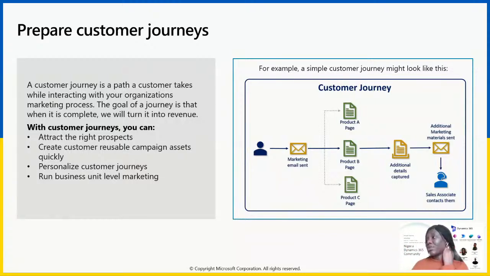So this is a simple example of a customer journey, what it may look like. It's starting off with a marketing email, and you have product A, product B, and product C pages. The user is going to A, and when the user goes to A, the system sees that, oh, this person is interested in this particular product B. Sorry, not A, product B, and is not interested in the other two.